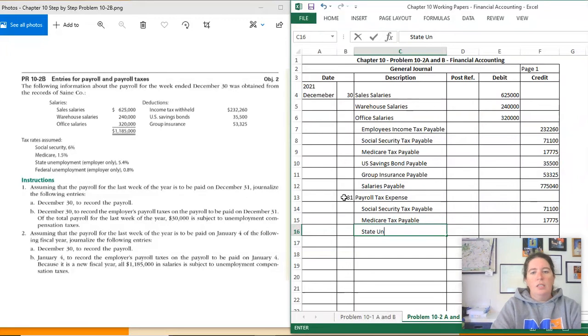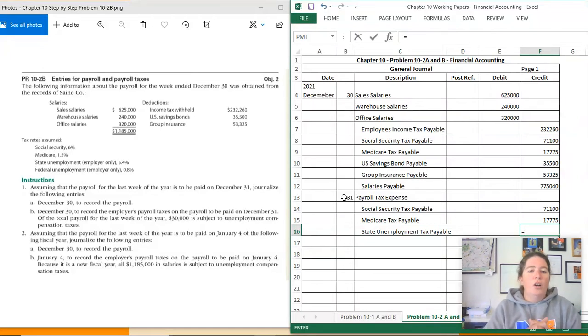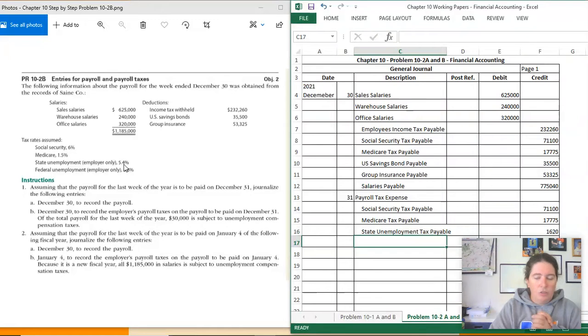So let's start with our state unemployment tax payable. Okay. We have to calculate that. Our instructions say $30,000 is subject to unemployment compensation. So I'm going to take $30,000 and multiply that times, and if I look at my textbook, it says state unemployment taxes are 5.4%. So I'm going to multiply it times 0.054, okay? Because if I move my decimal twice, that's what I get when I turn my percentage into a decimal. And press enter, and I get 1,620.